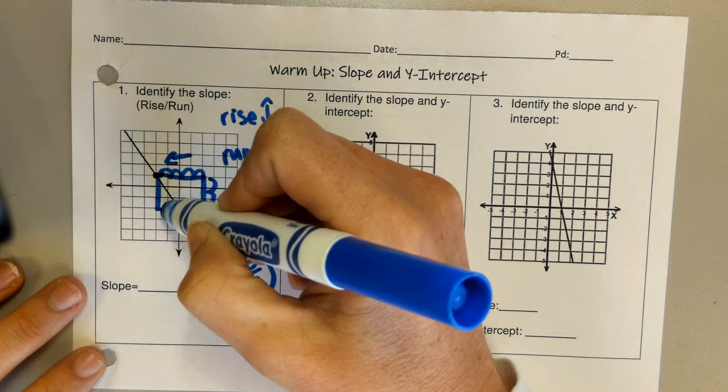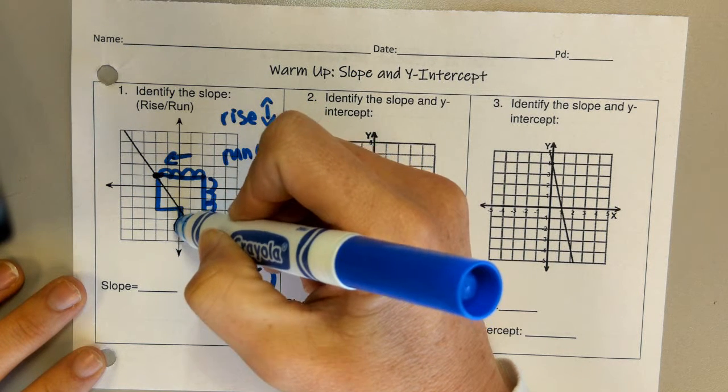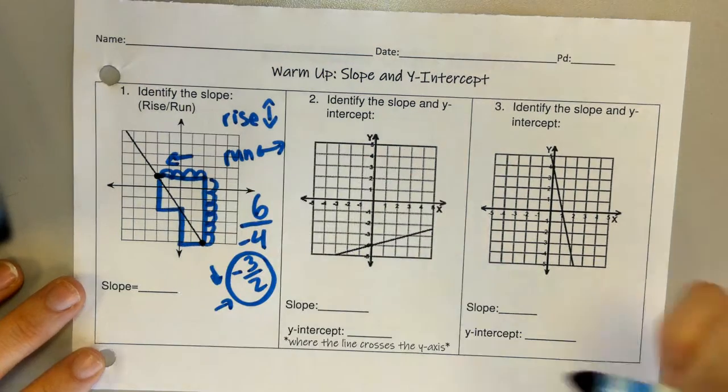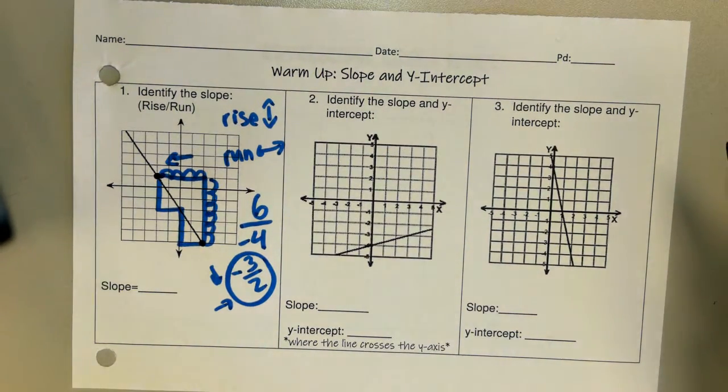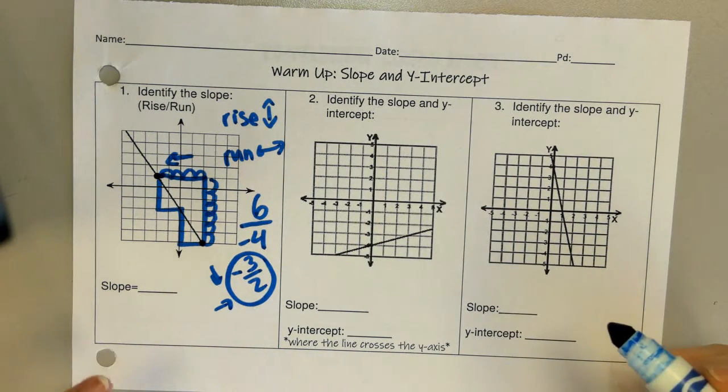1, 2, 3 over 2. And that will still get us to the next point. Okay, so my slope is negative 3 halves.